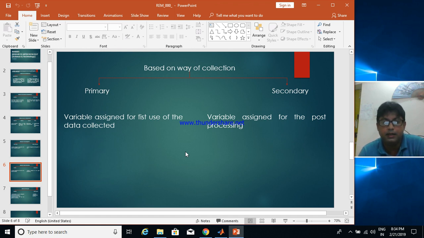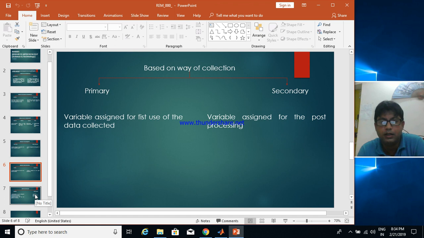But in the case of a secondary variable, it is the same thing used a second time. Like from that primary database, you are trying to find the person who has proficiency in C programming. If you are assigning that, it is called a secondary variable. So this is the basic idea of the variables.